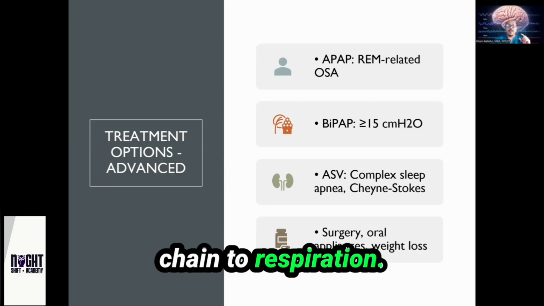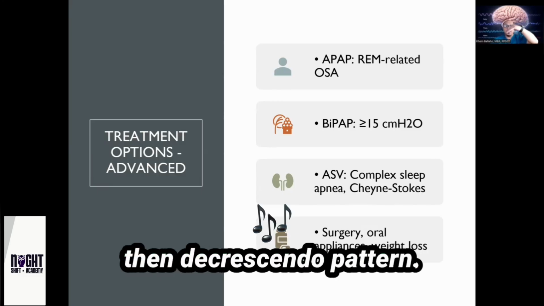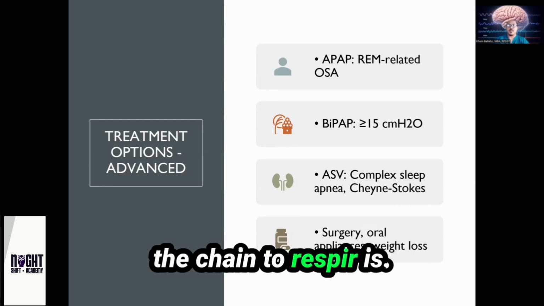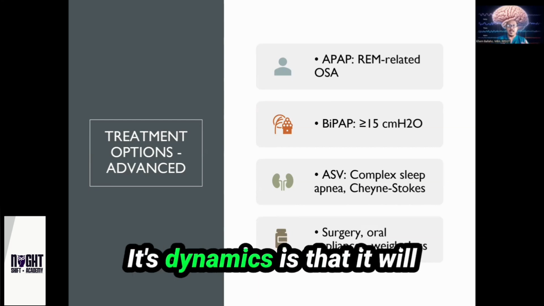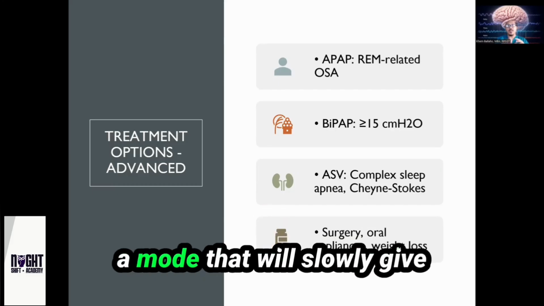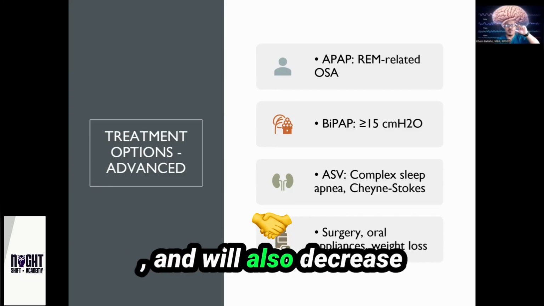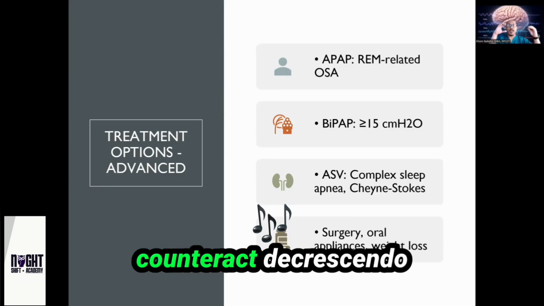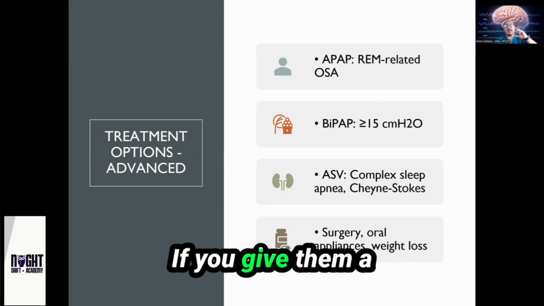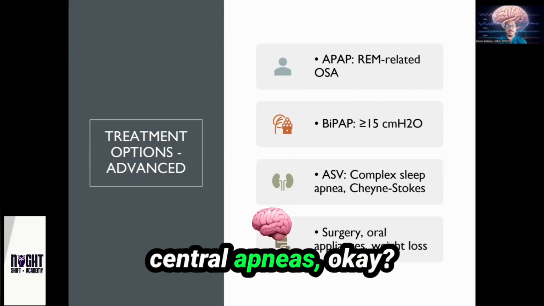Cheyne-Stokes respiration occurs in a crescendo and then decrescendo pattern. Meaning, its dynamics require a mode that will slowly give them a breath and increase the pressure support, and will also decrease pressure support, to counteract the crescendo pattern. If you give them a constant tidal volume, you will only exacerbate the central apneas.